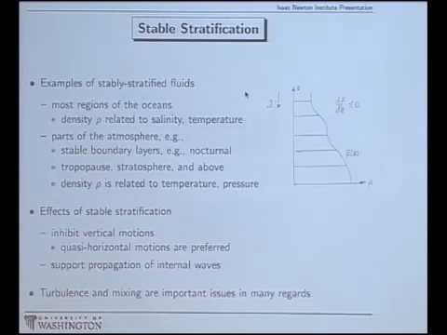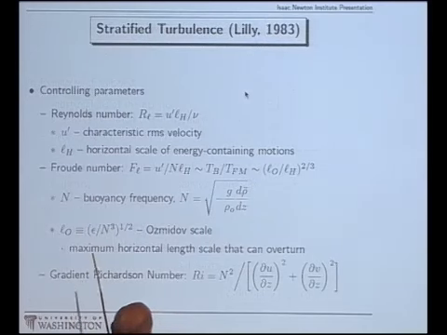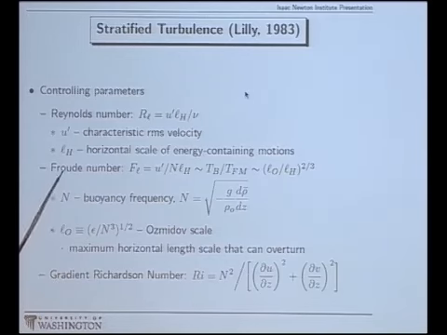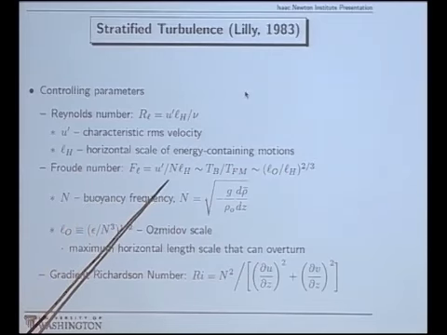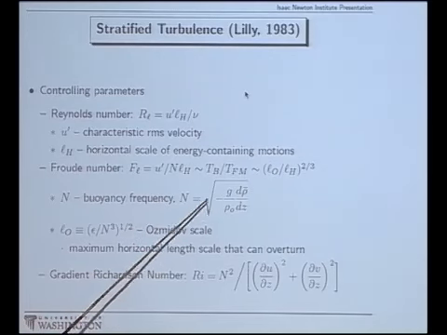And there are two things I want to point out here. People are mostly familiar with this, but I'm going to talk about strong, stable stratification that inhibits vertical motions, so that quasi-horizontal motions in some way are preferred, and it supports propagation of internal waves. So what I mean by it is the following. If I take as the controlling parameters in the problem U prime, that's an RMS velocity, and L sub h, a horizontal scale of the energy containing motions.